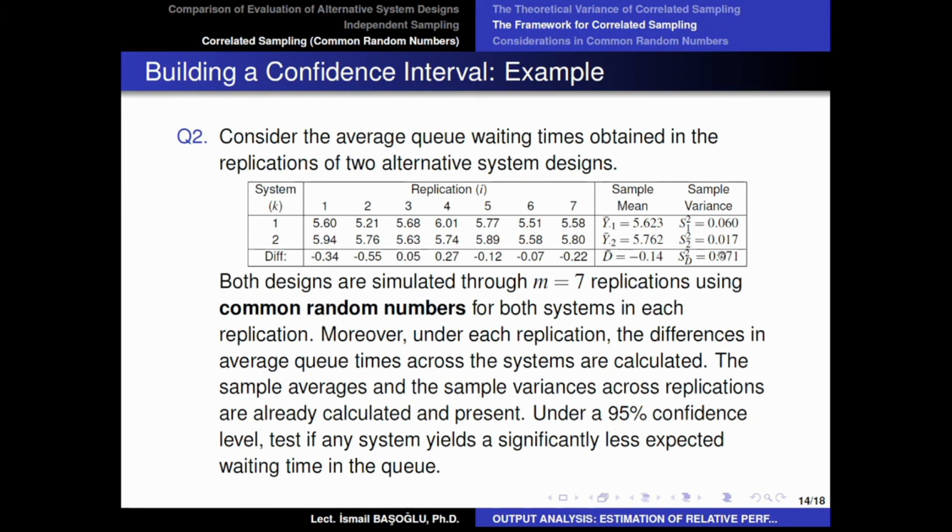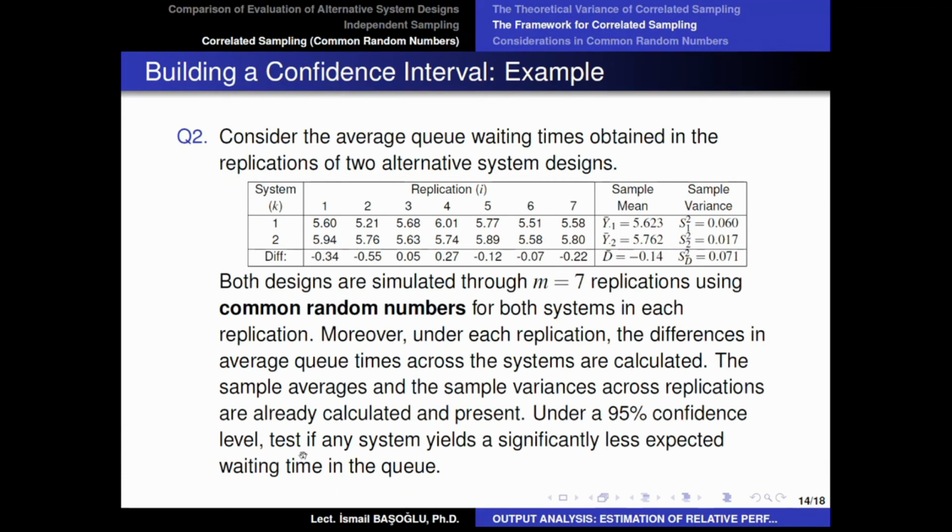And as you can see, the 0.071 is neither the summation of these variances nor the difference. Okay? It is totally something different. Why? Because there is a correlation here. Due to the correlation, the difference has a different variance than the summation of the sample variances.